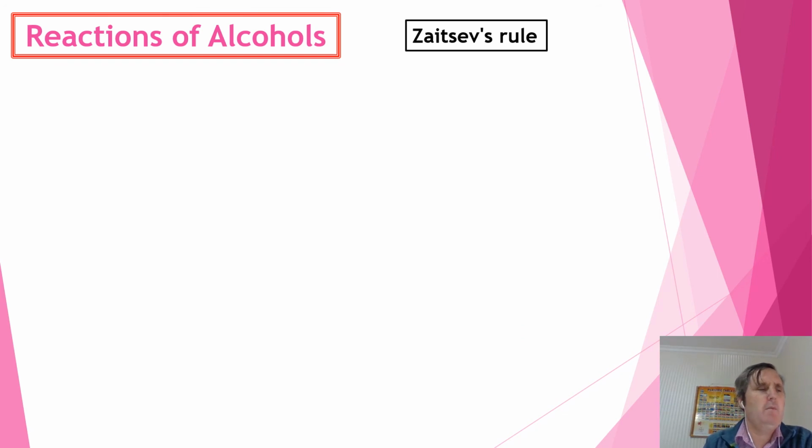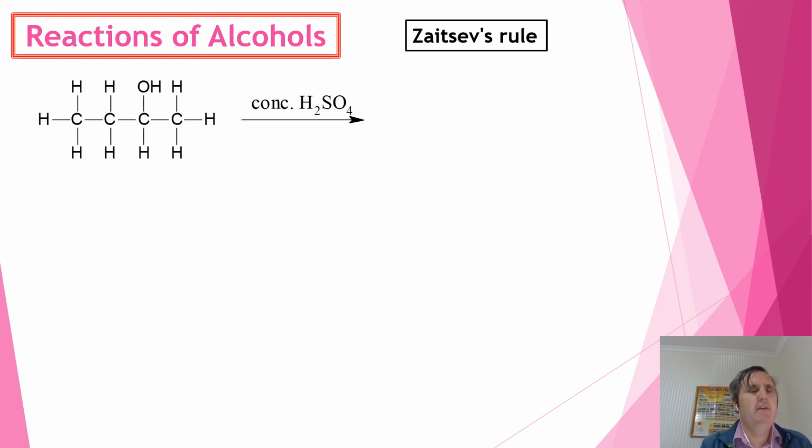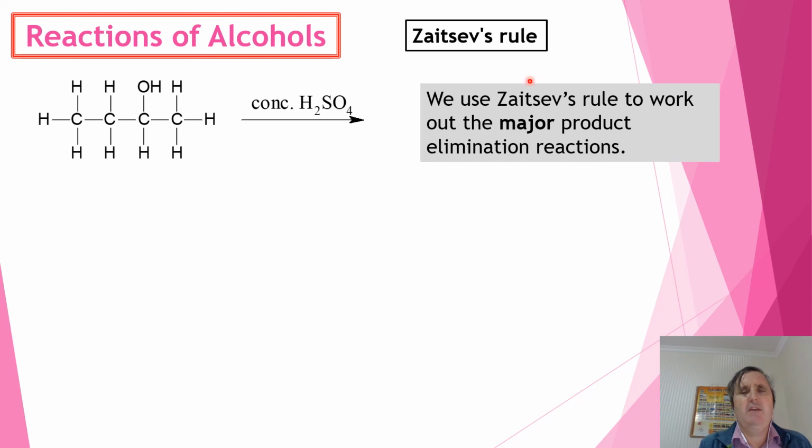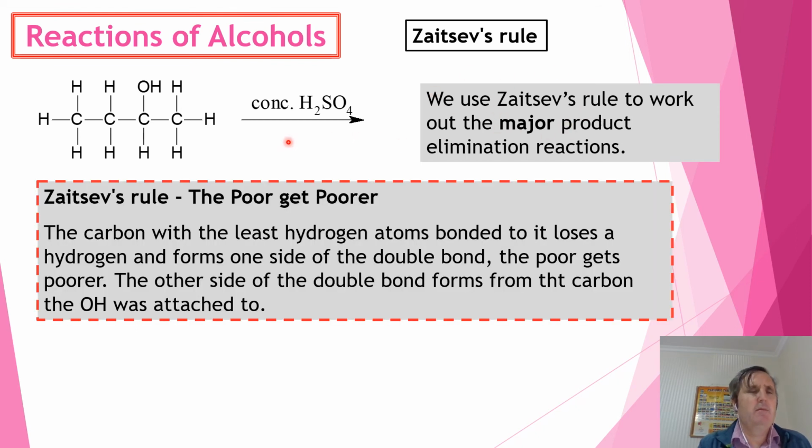Okay, so when we do these reactions, we have to be conscious of Zaitsev's rule. Okay, and Zaitsev's rule is kind of the opposite of Markovnikov's rule. And the rule is that when we do remove this OH, we have to decide which adjacent hydrogen we're going to remove. And the basic rule is that the major product will be where the carbon that has the least hydrogens is the one that loses its hydrogen. And he said that the poor get poorer.